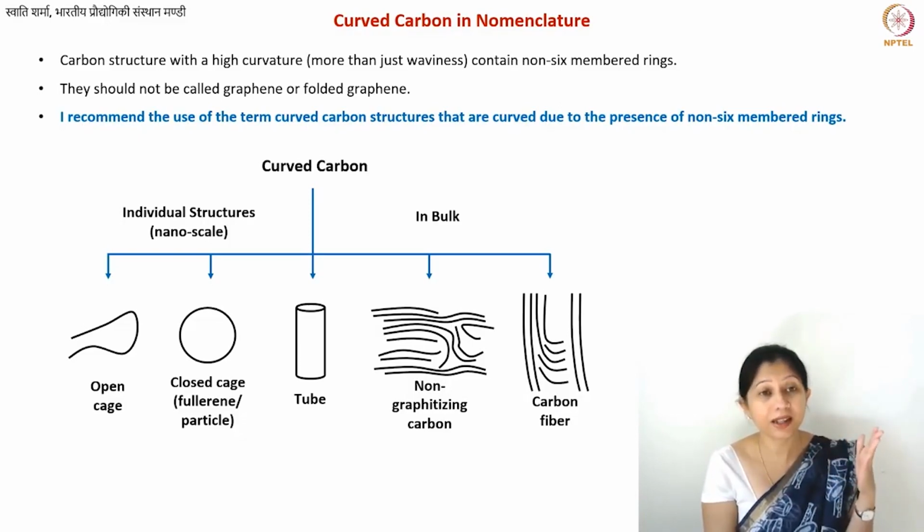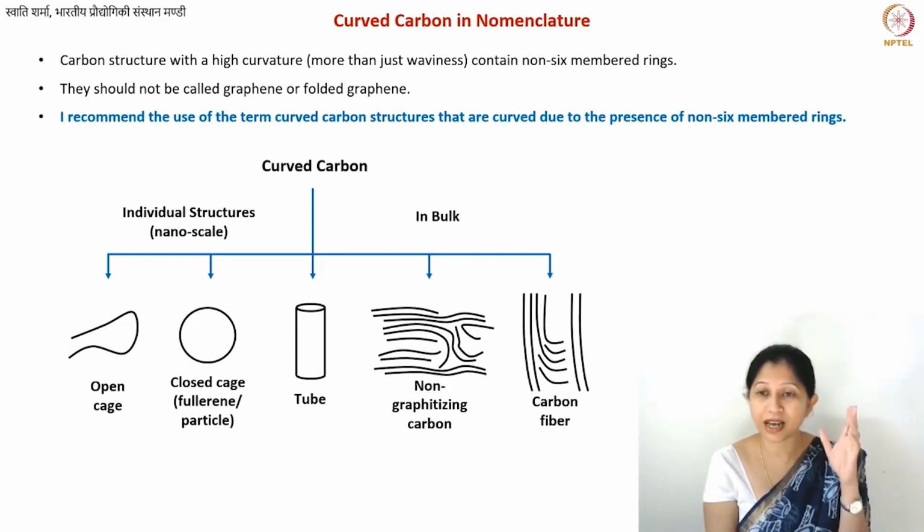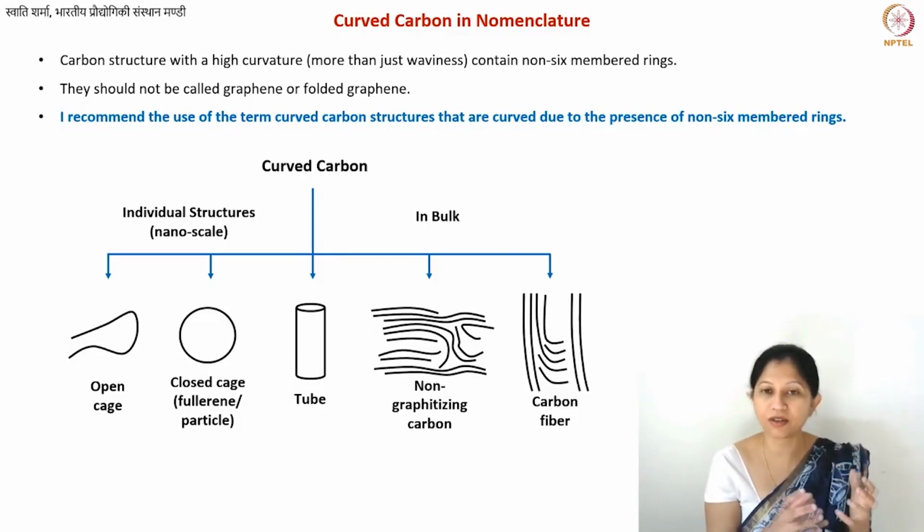Okay. You will find these kinds of curved carbon structures in nanoscale materials and also in the bulk carbon materials. So here are some examples. The first one, the open cage structure that I have written, or even the closed cage structure that I have written. These kinds of structures are also found in non-graphitizing carbons, but they can also be found individually. When you're preparing graphene using chemical vapor deposition or something, you may end up finding these open cage kinds of structures, not fullerenes, but open cage structures.